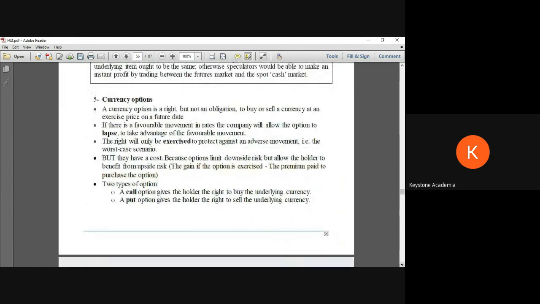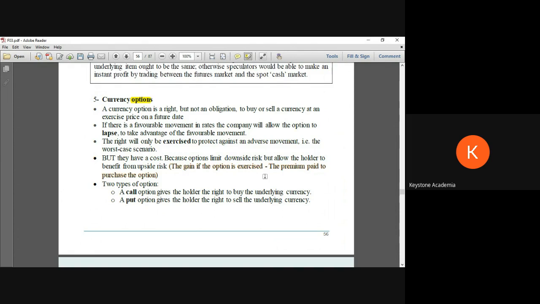We have one last thing, that is options. Options is something which can give us upside. Upside means benefit. Therefore, it is called an option because it's not an obligation. Here, if the currency is moving in our favor, we'll not exercise the right. But if it goes against us, then we can exercise the right.